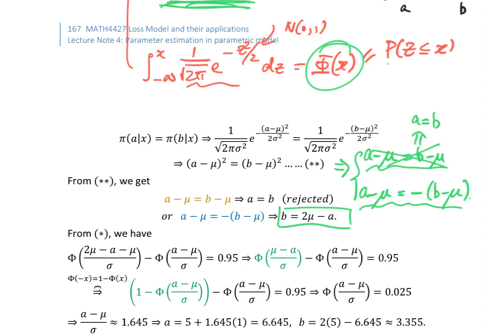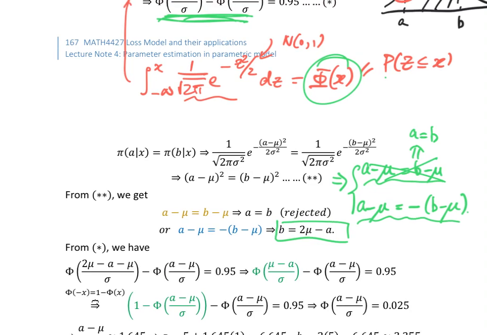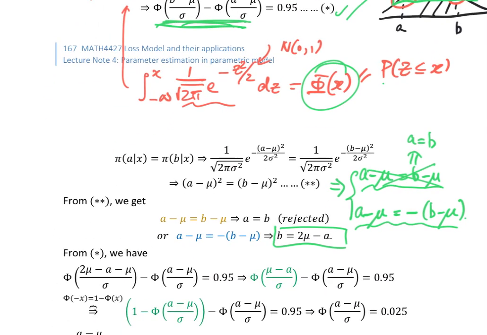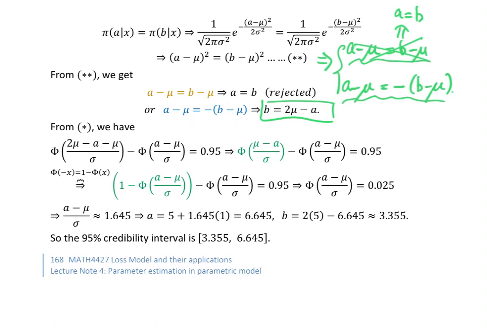Then I will substitute this equation into the first equation and eliminate b. This is what you get. Putting b into the first equation, you get this single equation for a. In order to solve this, let us do some simplification on the first term, and you will get 3 mu minus a over sigma.